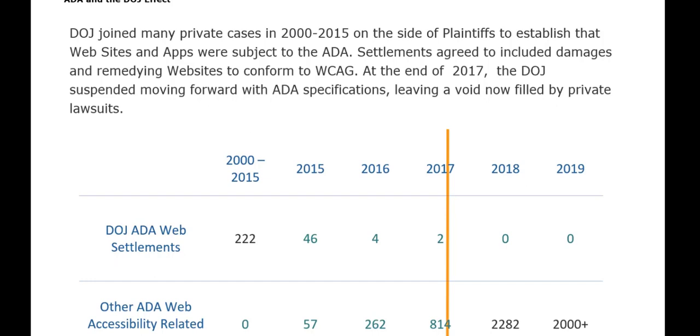And that gave plaintiffs and plaintiffs' law firms the opportunity to basically go in and create a volume amount of lawsuits against companies. And you can see since 2017, we're talking about thousands of federal lawsuits. Lewis is going to talk about it's not just about federal lawsuits. He's going to talk about state lawsuits.